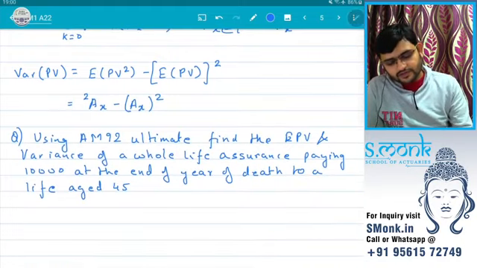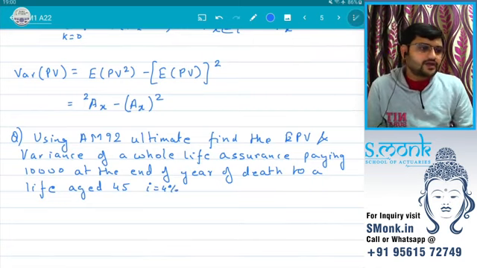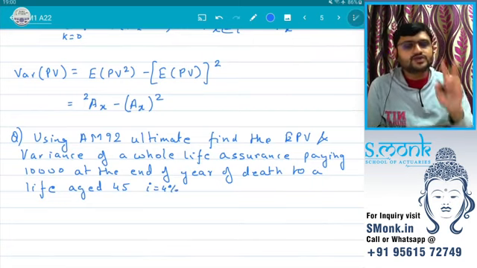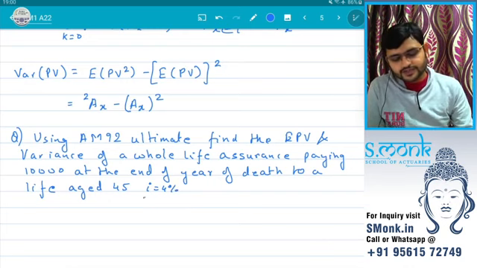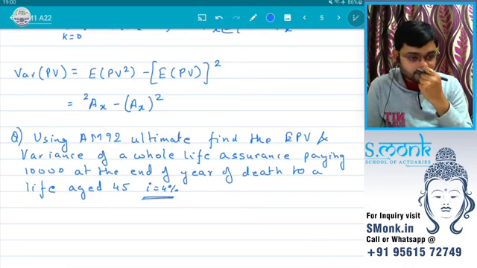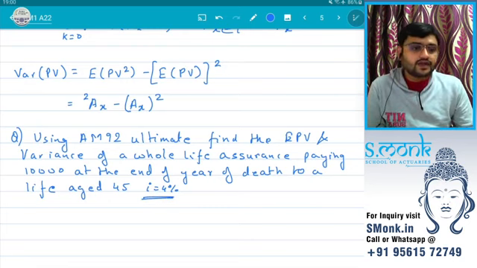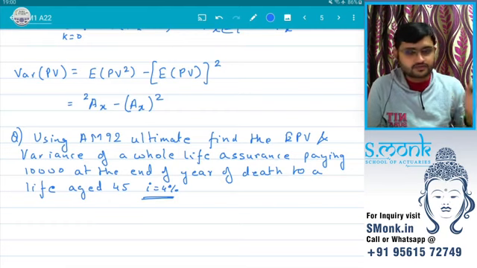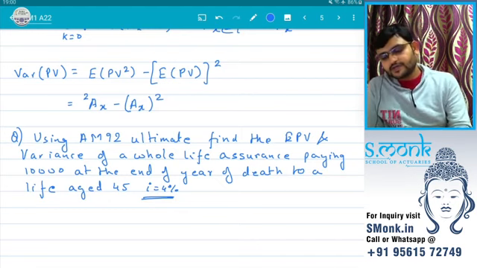One more thing, I will be writing i is equal to 4%. Now this AM92 table has two types of rate of interest, 4% and 6%. We can use 4% or we can use 6% to find values from here. Usually these are the two rates of interest that we'll be using a lot in further questions. Most likely these are the two rates of interest that they will be giving you.